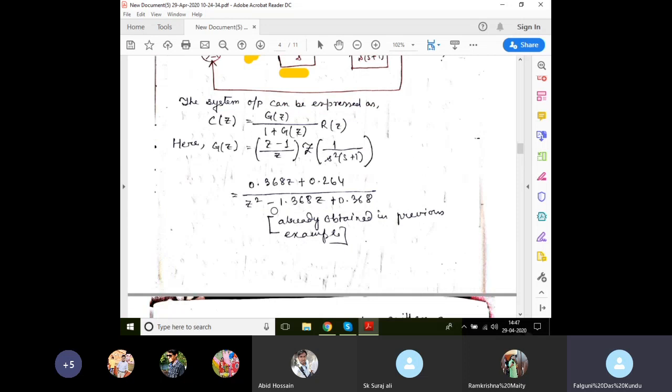Then we find the value of G(z) is nothing but 0.3680 Z plus 0.2464 divided by Z square minus 1.368Z plus 0.368. This expression we find from the previous example.